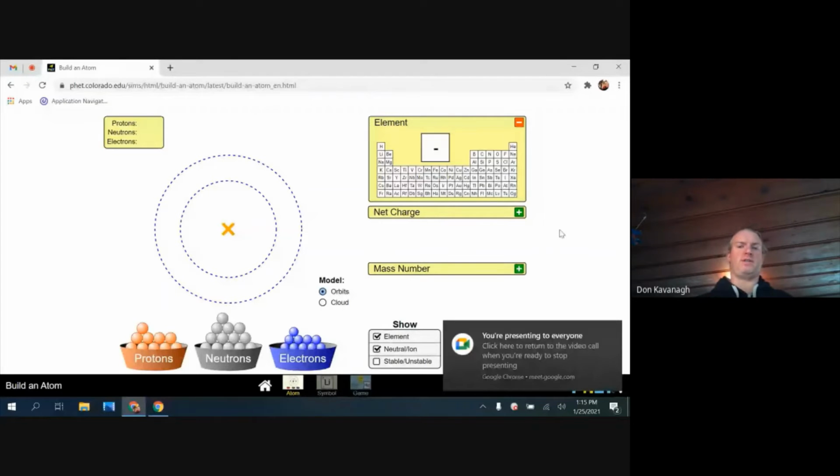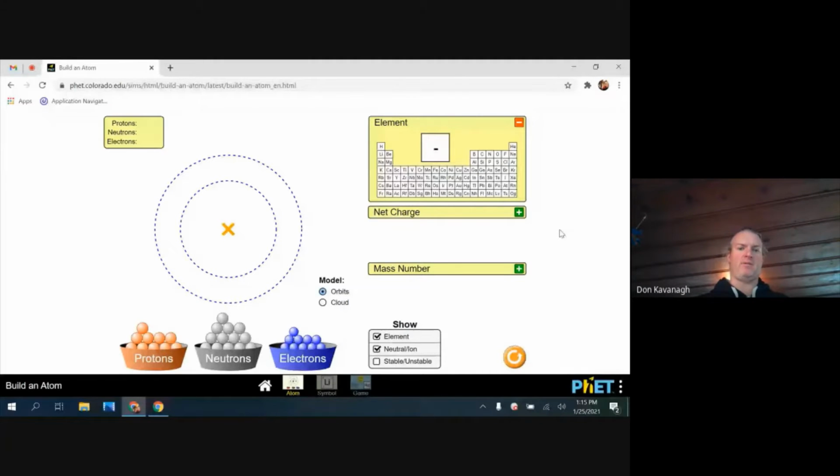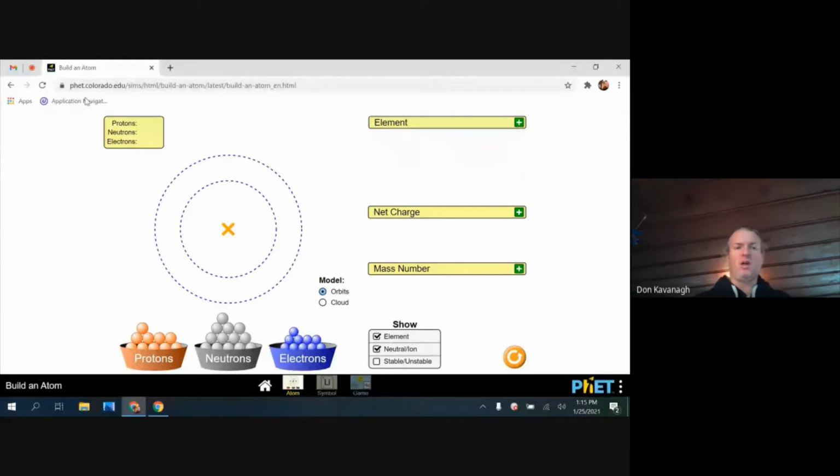This is a simulation of trying to build some atoms off phet.colorado.edu. This is a very useful website with a lot of simulations for physics, chemistry, biology, anatomy, a lot of good stuff in there, fun to play around with. So this helps the visualization of the atom that's part of your atomic imagination. It's going to produce two-dimensional static images of protons, neutrons, and electrons.